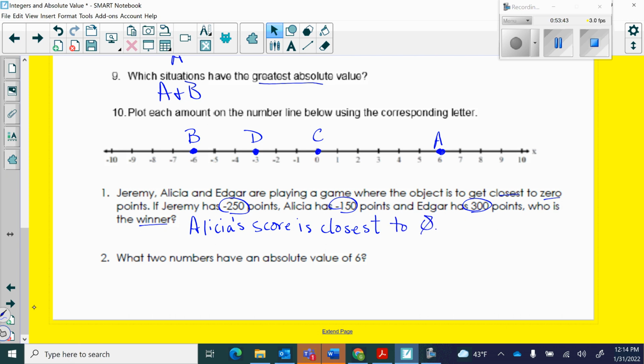Okay, Alicia is closest to 0. What two numbers have an absolute value of 6? 6 and -6. So hopefully these absolute value questions aren't going to cause any confusion. Questions on anything we have covered so far, guys?